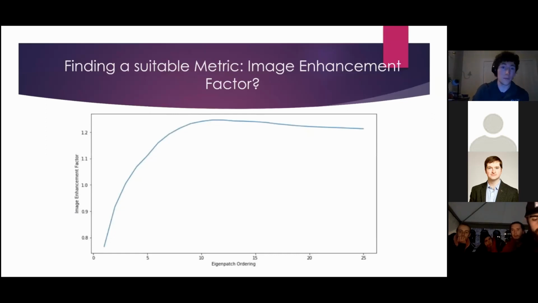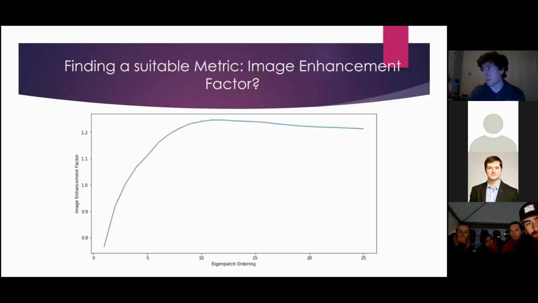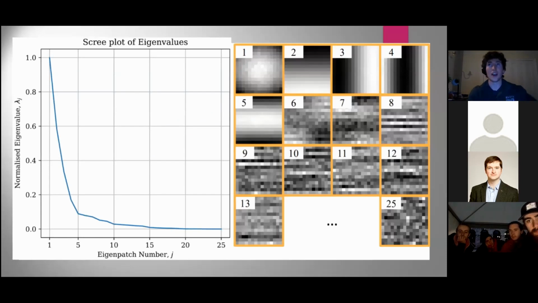So the mean square error was trash. It didn't even offer a critical point at all. Neither did the peak signal to noise ratio or the structural similarity index. They were all just trash. They didn't work. The best one we could find was the image enhancement factor. And even then, the peak that this would offer would rarely, if ever, align with the reconstruction number that gave the qualitatively obvious best reconstruction. It was just off the mark.